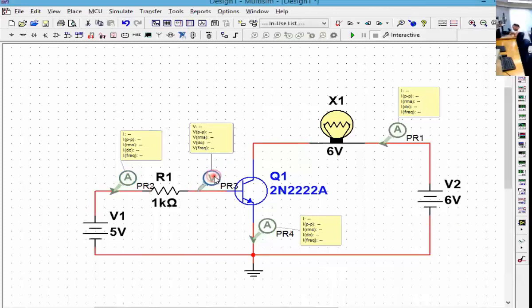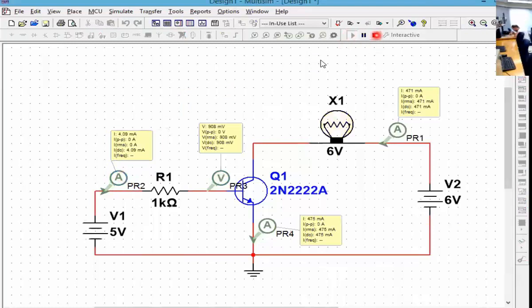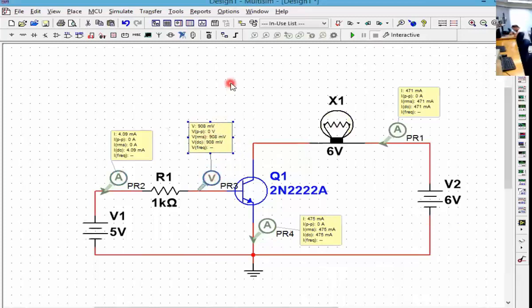Now look at the voltage on the base. Is it going to be 5 volts anymore? It's going to be whatever it is. In this case, the voltage on the base is 908 millivolts, which is 0.9 volts, which is higher than what we needed. The current is what? 4 milliamps, a lot less than 11 amps.